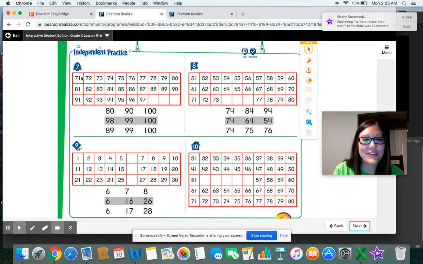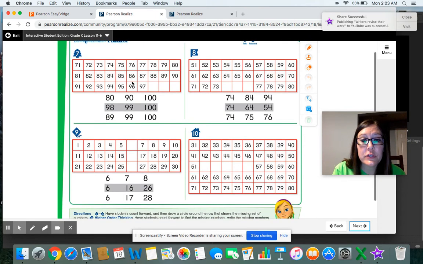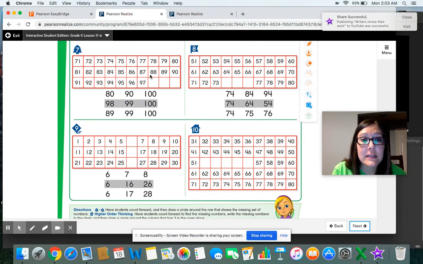All right, kinders, you are ready for independent practice. You are going to do the same thing. See if you can write the missing numbers and then circle the group that shows what the missing numbers were.